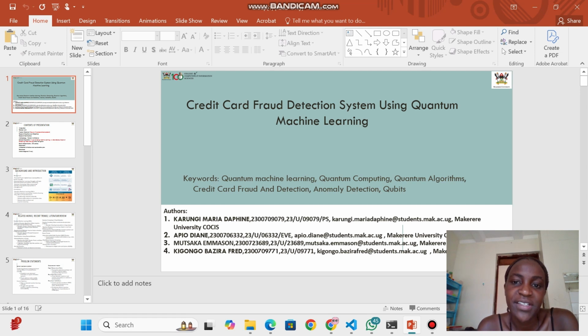So, it's a credit card fraud detection system using quantum machine learning. The keywords here are quantum machine learning, quantum computing, as I said in the other videos. Then there are qubits, fraud detection, anomaly detection, as well as quantum algorithms. So, this project is about building a model that can detect fraud for credit cards. It will actually save us from theft or being scammed. But we use quantum machine learning, which is a mixture of machine learning and quantum computing.